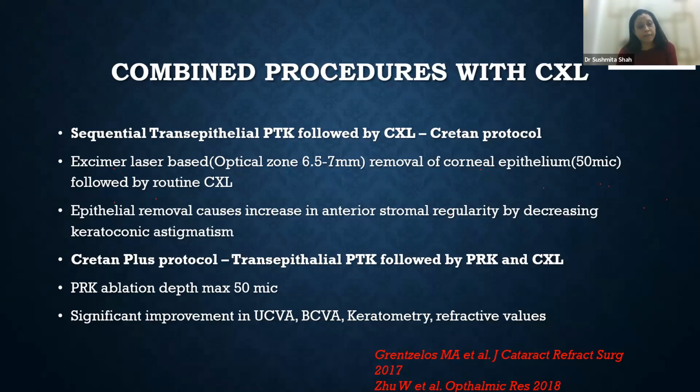This has been further modified, which is called the Cretan Plus protocol, which is transepithelial PTK followed by PRK and CXL. Here, the ablation is done after you've removed the 50 micron of the corneal epithelium. An additional about 30 microns can be removed, and this also has been shown to improve the uncorrected and best corrected visual acuity, keratometry, as well as refractive values.